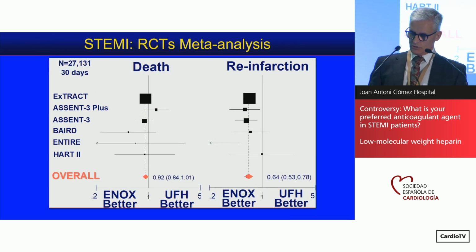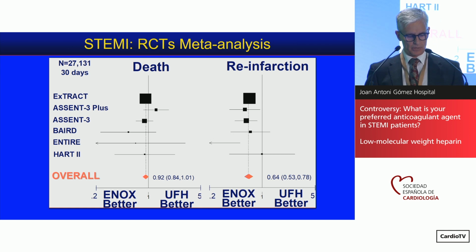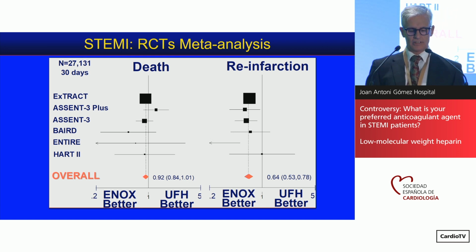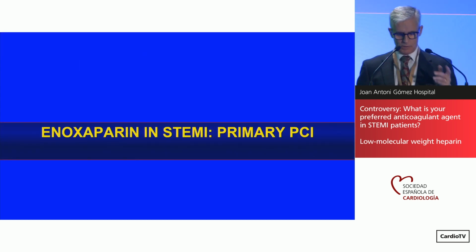And there are also other trials that tested enoxaparin against unfractionated heparin, and this meta-analysis summarizes the results. There is a trend toward a decrease in death at 30 days for those patients, and there's a clear benefit in terms of reinfarction at 30 days with the treatment with enoxaparin compared with unfractionated heparin. So they moved to the primary PCI.